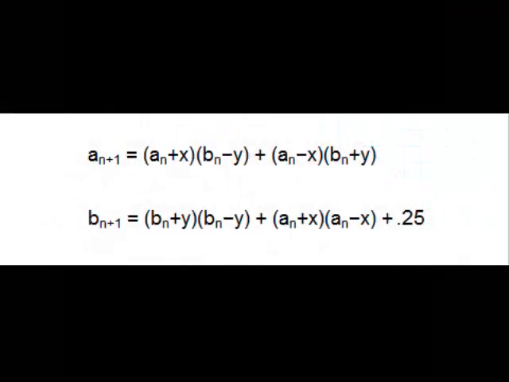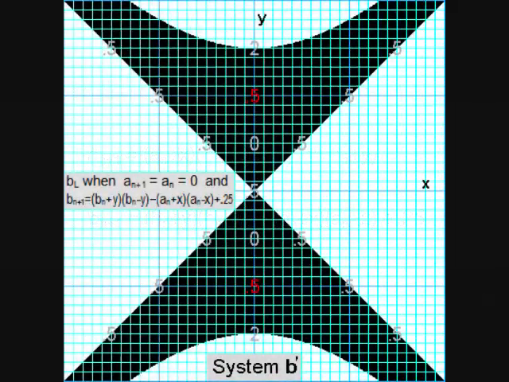We will now make one change to system B by changing the sign between the B and A terms from a plus sign to a minus sign as shown. This change in system B causes its stability pattern to change from the black disk to an X-shaped pattern when A is held at zero. Along the y-axis, the values of B are the same as for the black disk and diamond pattern.